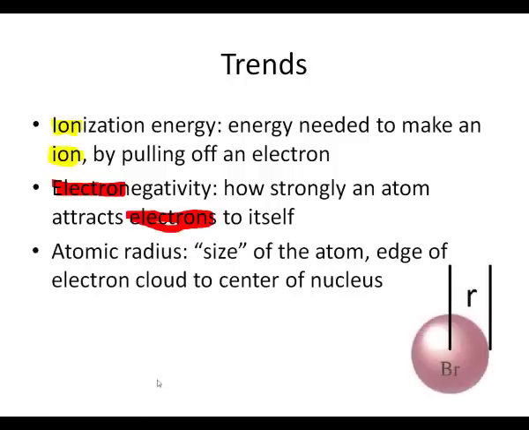Next one is atomic radius. Now, in math, the radius is going to be from the edge of the circle to the center of the circle. In chemistry, the atomic radius is from the center of the atom to the outer edge of the electron cloud. So that's it right here. So it's essentially a measure of the size of the atom.